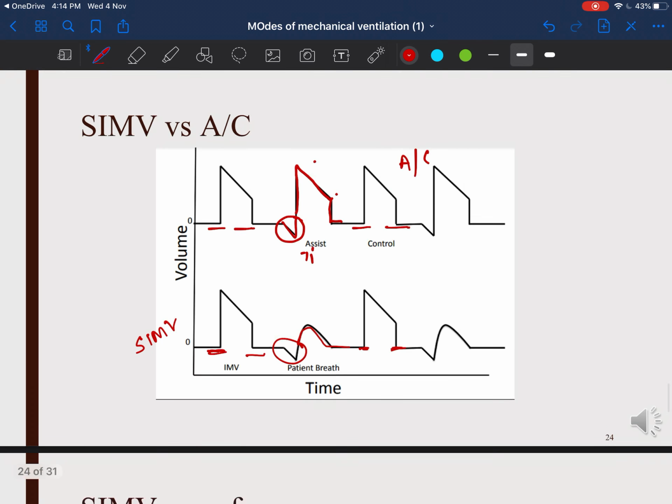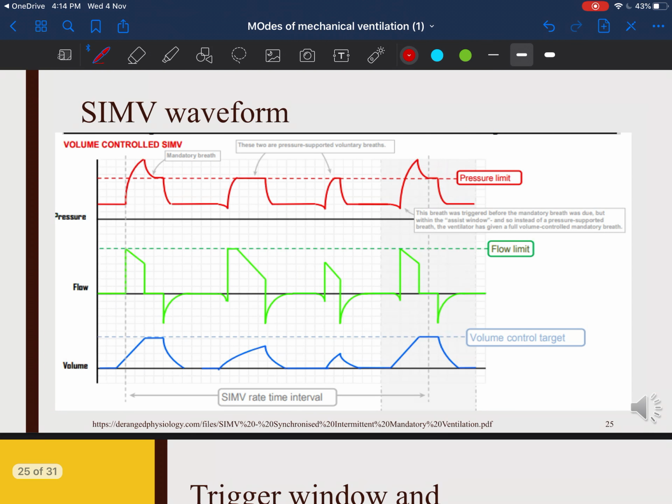What is synchronized intermittent mandatory ventilation? Synchronized is where this is a mandatory breath, correct? So, there is a time period. This is when the ventilator is supposed to give the next mandatory breath. There is a time window around this, and if the patient is making an effort as evidenced by this negative deflection, then the ventilator provides a mandatory breath. Can you see this waveform and this waveform are similar, meaning both are mandatory breaths. Only thing is this mandatory breath is synchronized with the patient's efforts.